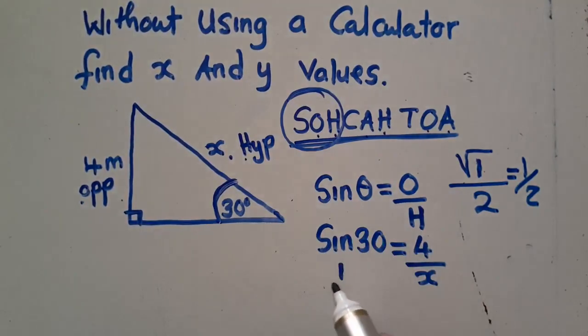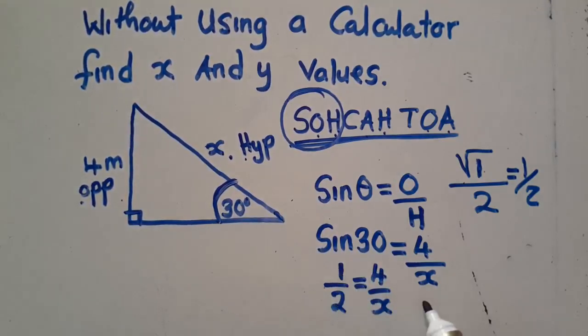So I say 1 over 2 is equal to 4 over x. I cross multiply: x times 1 is x, which is equal to 2 times 4, that is 8. Then there are meters, so x is equal to 8 meters. I'm done. Have you seen the way in which I've answered this? This is how you need to answer this.